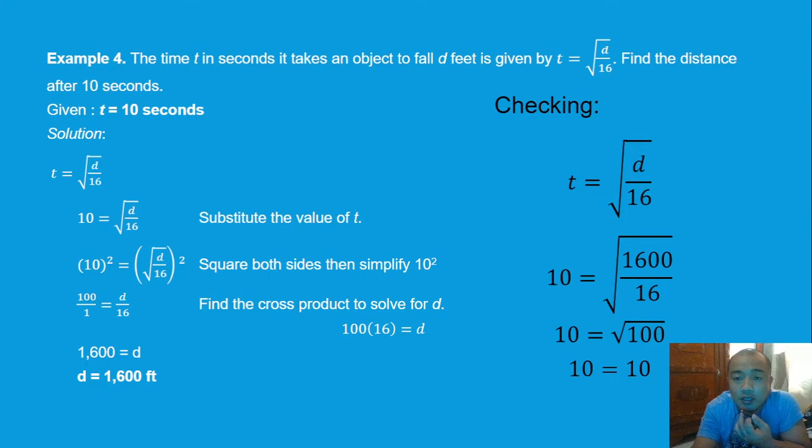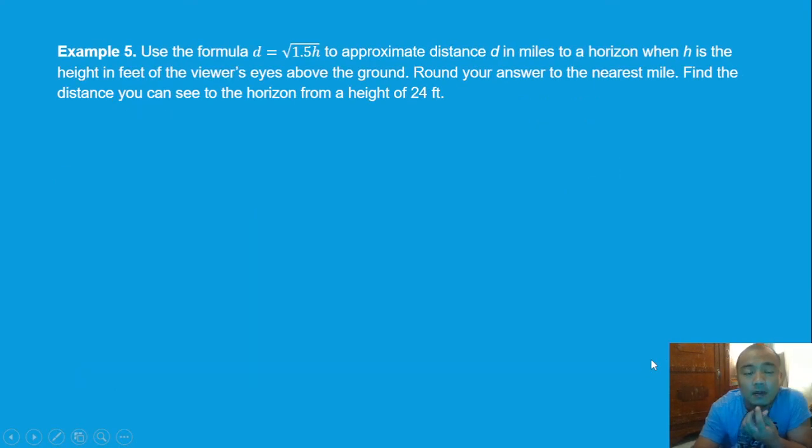So for checking, let us substitute d by 1,600. Square root of 1,600 divided by 16 is 100. Square root of 100 is 10. 10 equals 10. Correct.